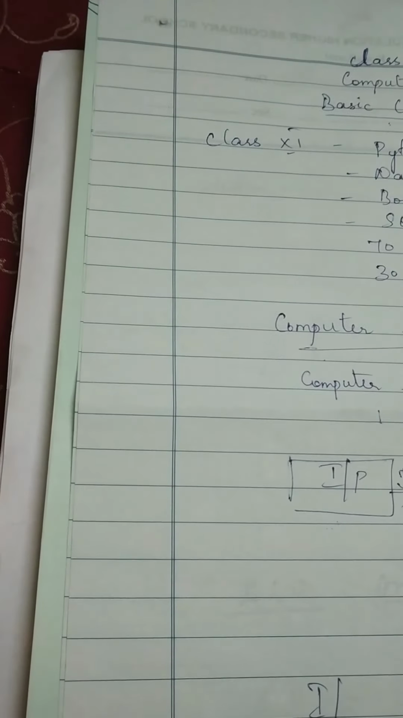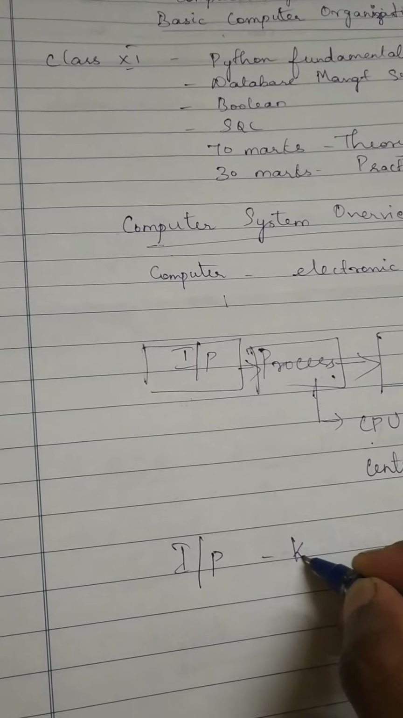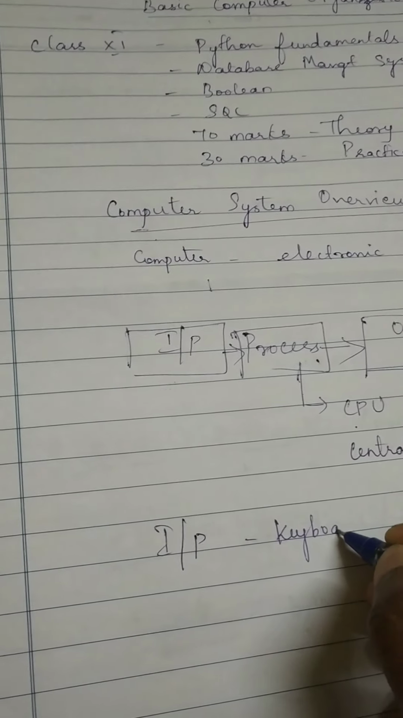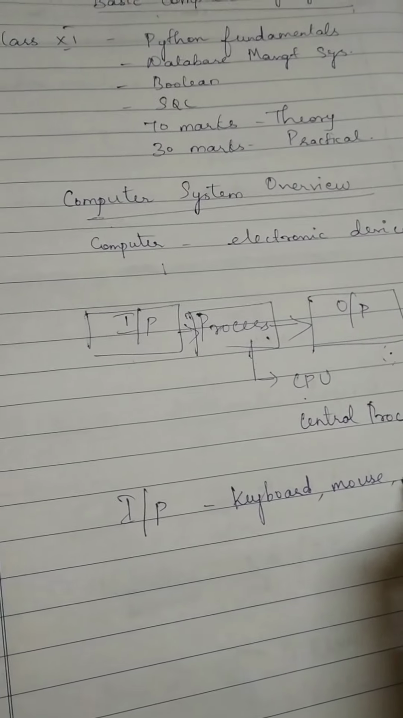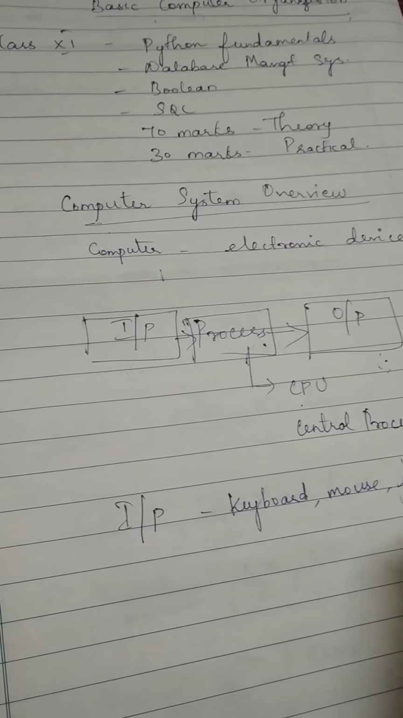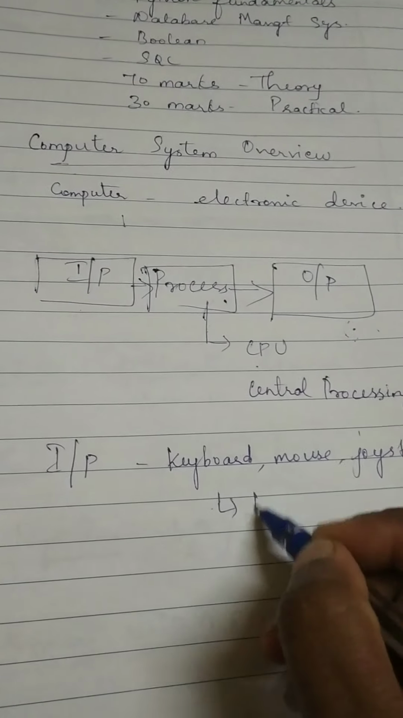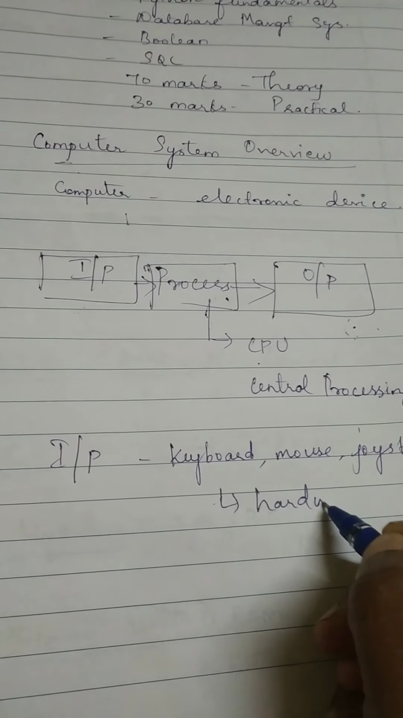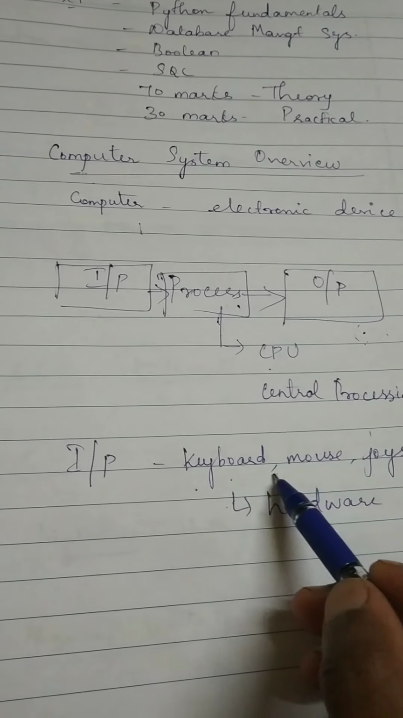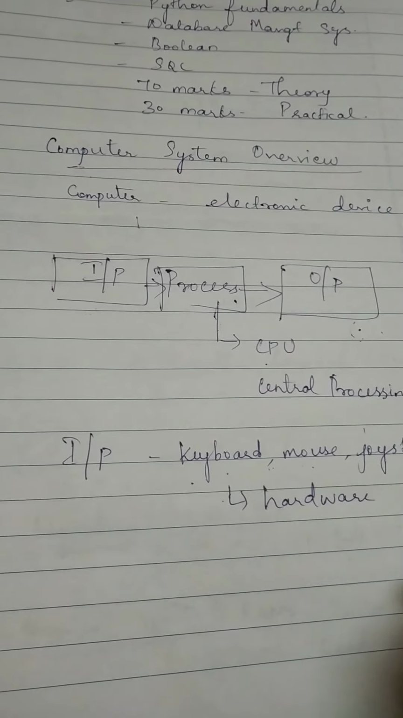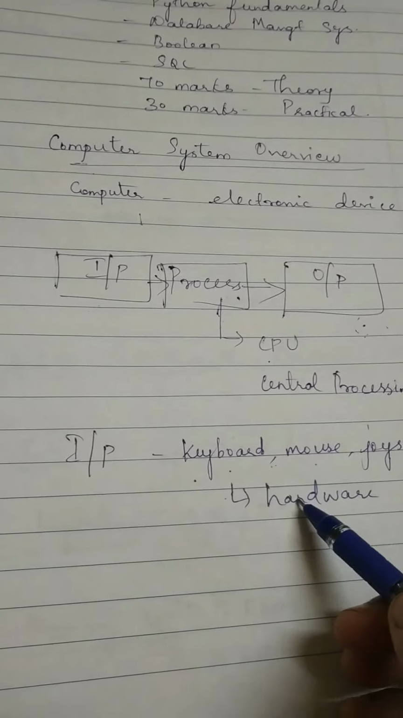Now, input can be done with the help of devices, as I mentioned earlier, like keyboard, mouse and joystick, the most commonly used input devices. All these three are also known as the hardware parts of the computer. We call it hardware because these components or parts are physically tangible components. That means we can touch and feel the parts of the computer. Then we call it hardware.